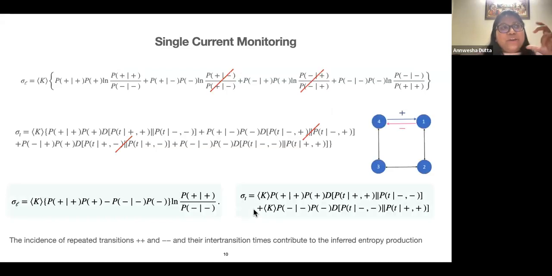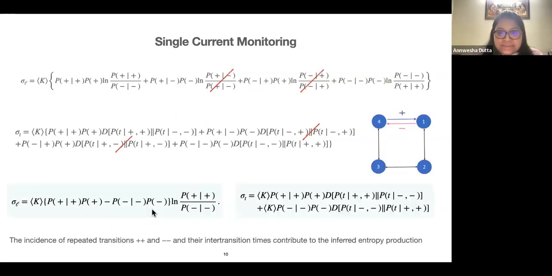Okay, so now if we focus on a particular special case where we have only a pair of visible transitions, say for example 4 to 1 and 1 to 4 are visible, only one single current is visible. In that case, if we compute sigma L and sigma T, since in the time-reversed case not only does the order become reversed but also the transitions themselves get reversed, these quantities become zero. And we see that sigma L and sigma T only depend on the repeated intertransition time statistics, and also the frequencies of the successive transitions.